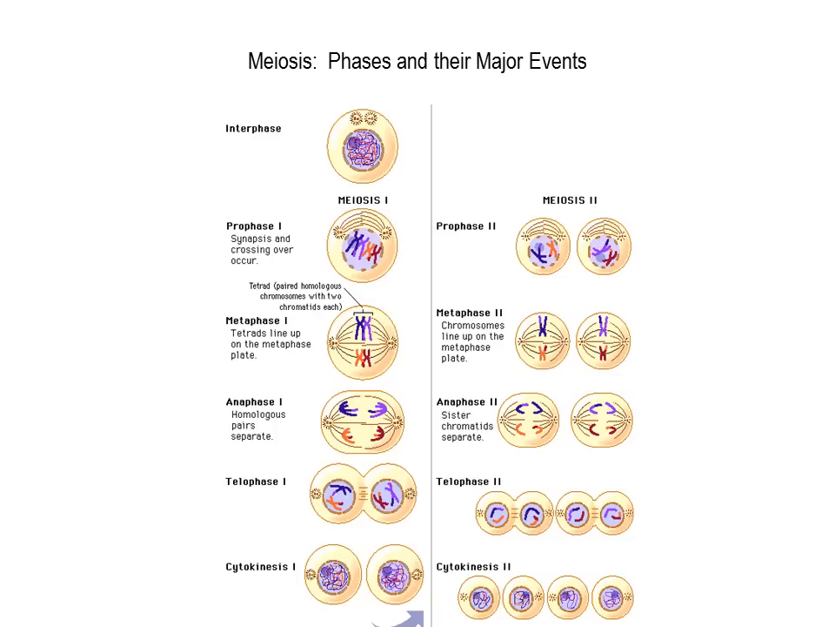So after we have each of these cells, we go through meiosis 2, which is, for all intents and purposes, identical to mitosis. One important thing to consider, we do not go through another round of DNA synthesis. There is no S phase.